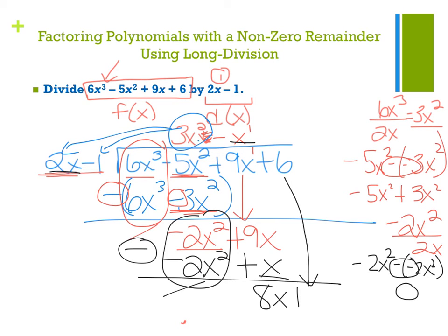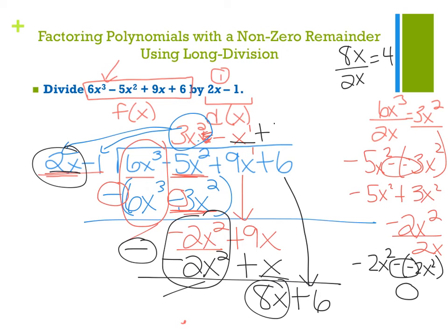I'm going to carry down the positive 6. And I have 2x. I'm going to divide 2x into 8x, or 8x divided by 2x, which gives me positive 4. The x's cancel out. 8 divided by 2 is positive 4. Look that our constant is aligned with our constant in our dividend. And if I multiply the 4 times 2x, I get 8x. And 4 times negative 1 is negative 4.